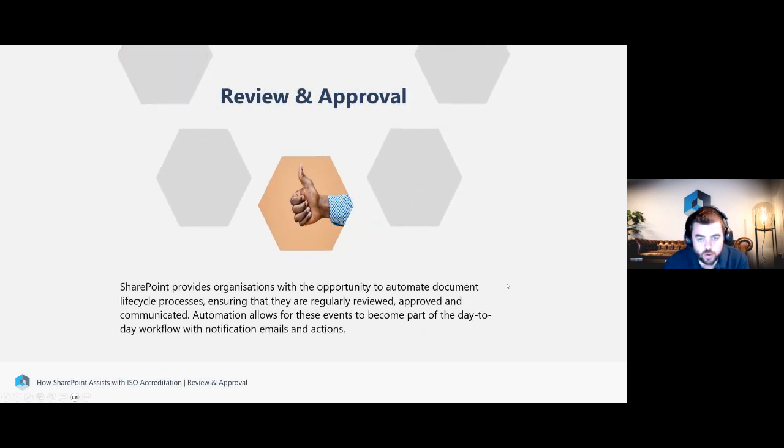We also have the option to review and approve documents. So we can co-collaborate on documents. We can set permissions on documents to allow people to have edit rights to certain documents, but only read access to others. But we can also push those documents through an approval process. When we push a document through an approval process, we give users in the organization the option to actually approve or reject that document.